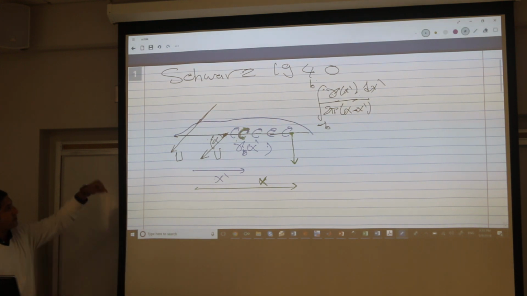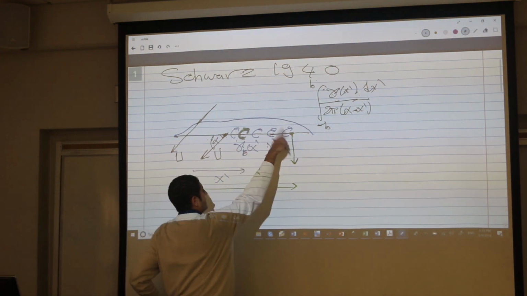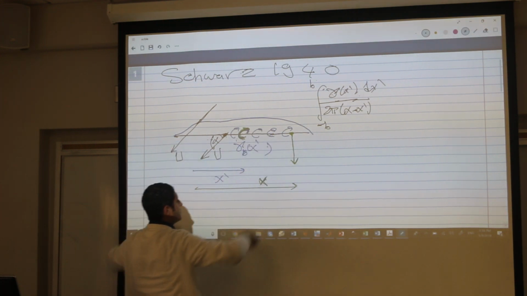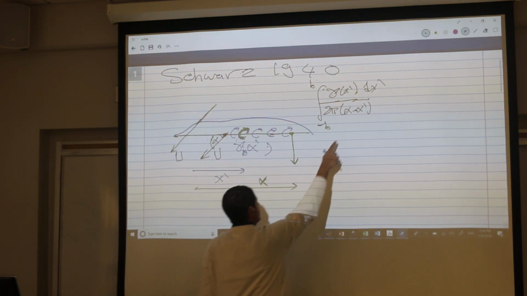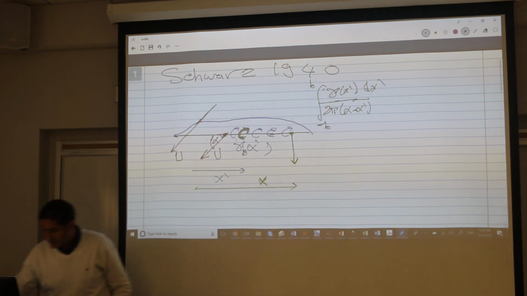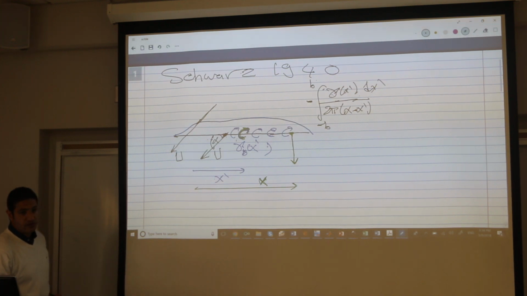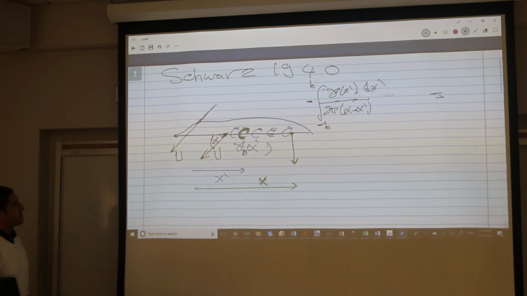This is the downward velocity, or the downwash, right? The downward velocity due to this gamma. If we integrate, we get the total downwash at a location x. So this is negative because it's down. This is the flow velocity. This should equal the velocity of the airfoil, right? Normal to the x-axis.